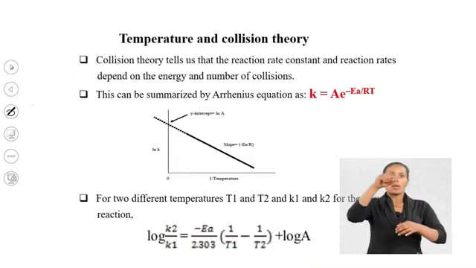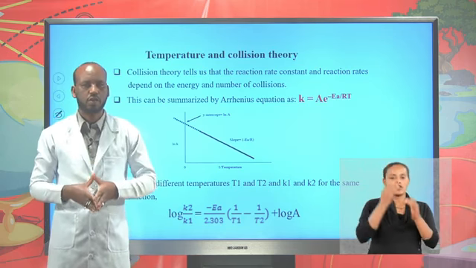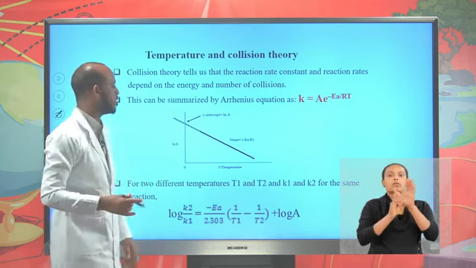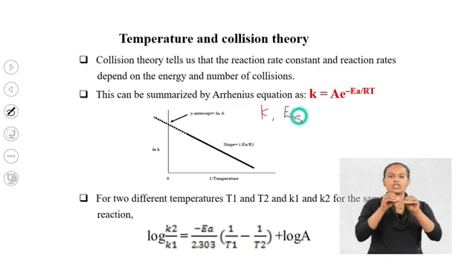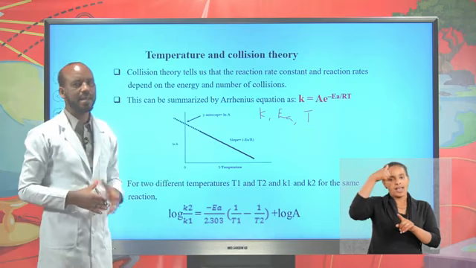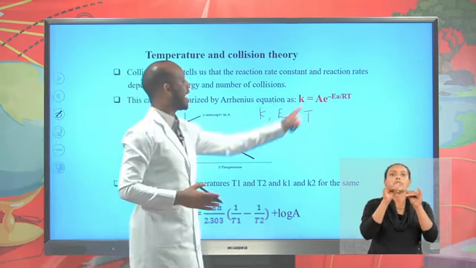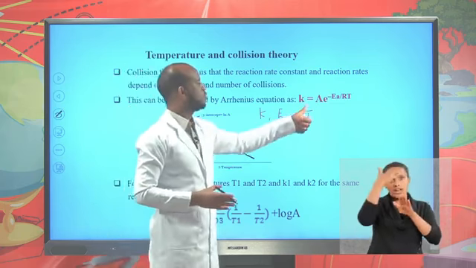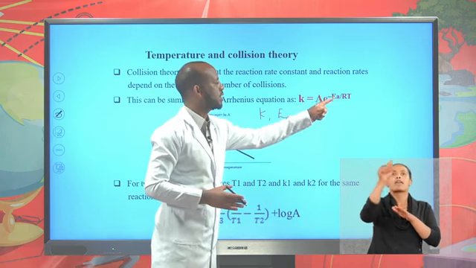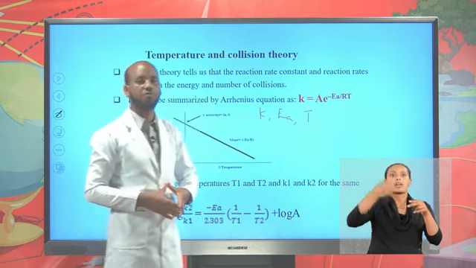Temperature and collision theory. Svante Arrhenius developed a mathematical relationship between rate constant, activation energy, and temperature of the reaction. Now, according to Svante Arrhenius, K is the rate constant, equal to A, the frequency factor, times e raised to minus Ea, this is activation energy, divided by R, the universal gas constant, times T, the temperature of the reaction.